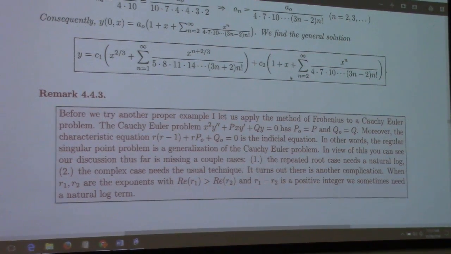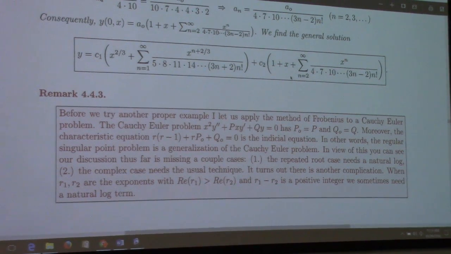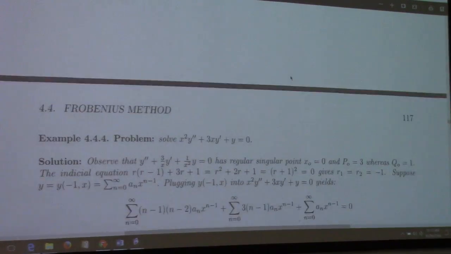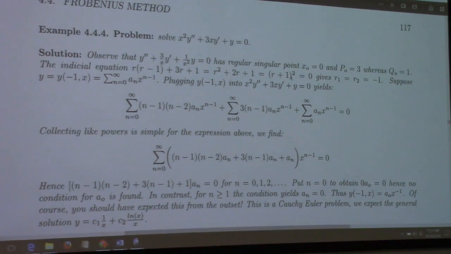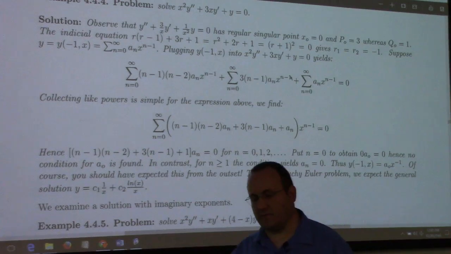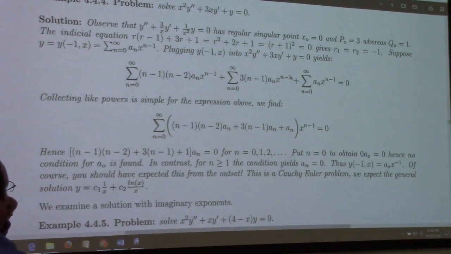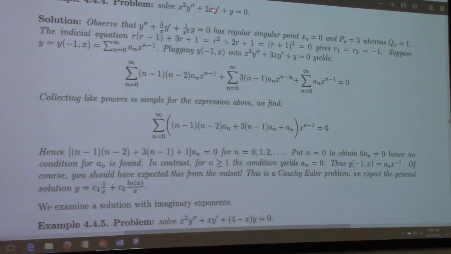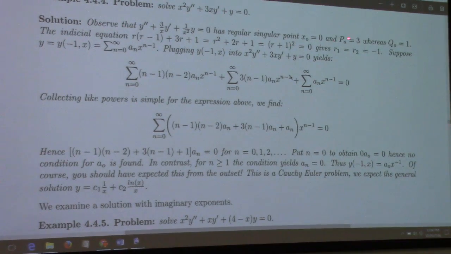So here I'm just remarking what I remarked earlier, which is that really this Cauchy-Euler problem is the most basic kind of regular Frobenius problem. I think my next example actually has the details here. Yeah, check this out. It's kind of fun to actually churn through this method we just did in the case of a Cauchy-Euler problem. Like this, x squared y prime prime plus 3x y prime plus y equals 0. So that's a regular singular point, p not equal to 3, q not equal to 1.